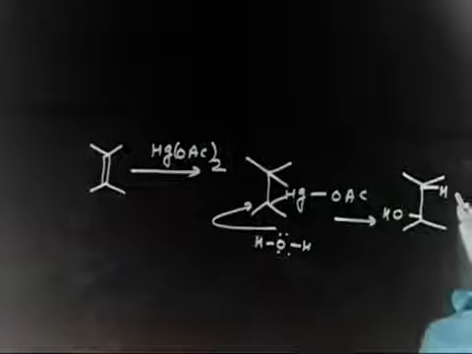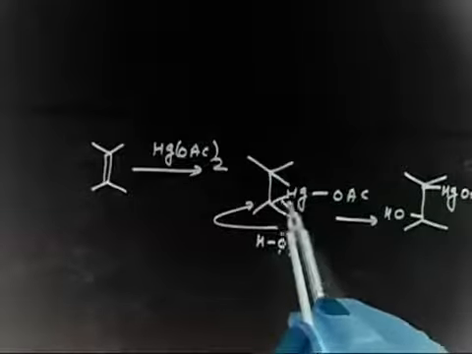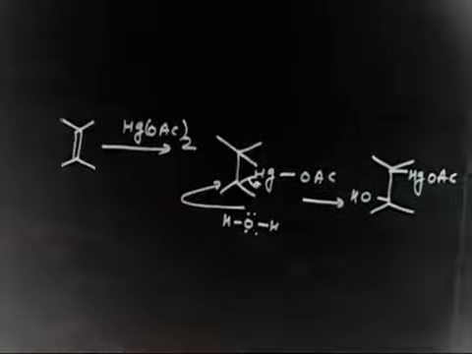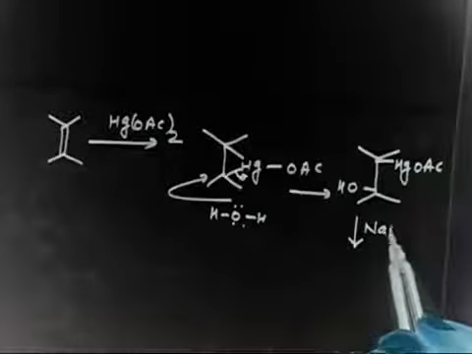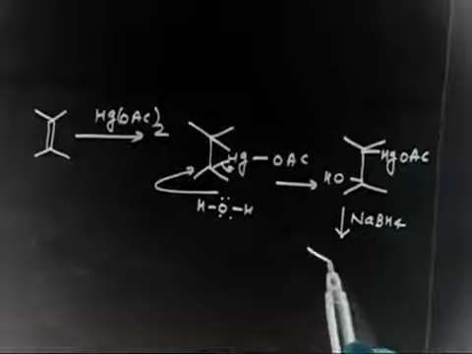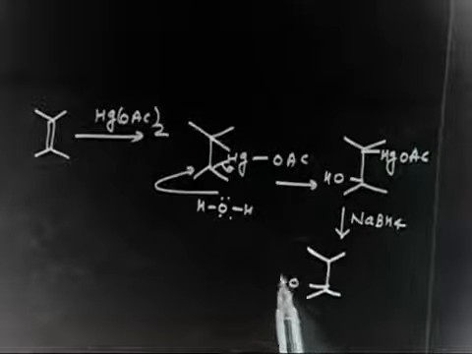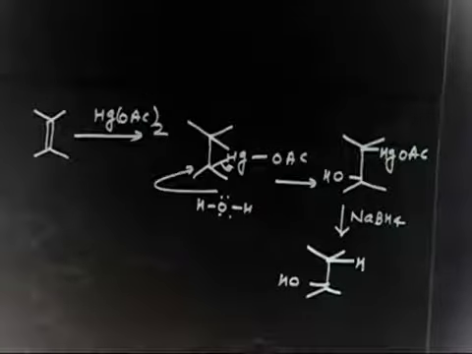Again, this is anti-addition, HgOAc. Are you getting? So this attacks here, this goes here. And then if you react this with NaBH4, that is demercuration, the HgOH will finally be converted to hydrogen. So you will have this OH and hydrogen. So this is the oxymercuration demercuration step.